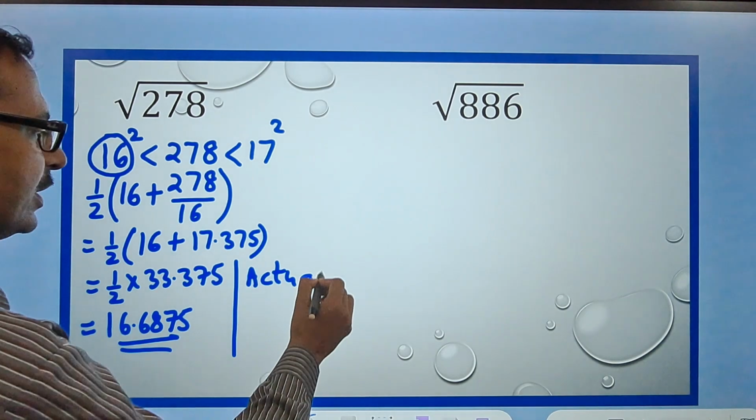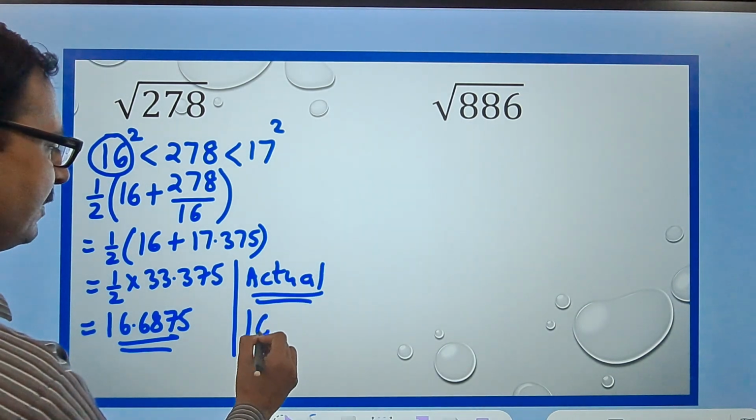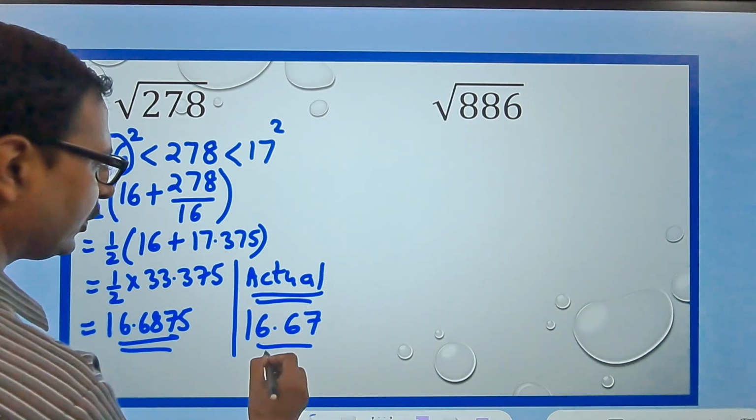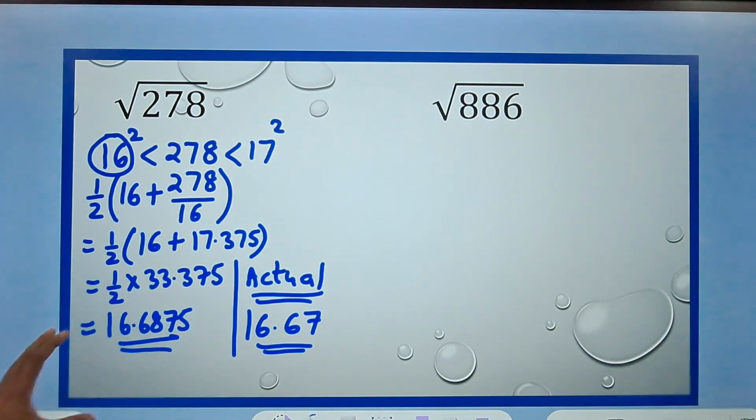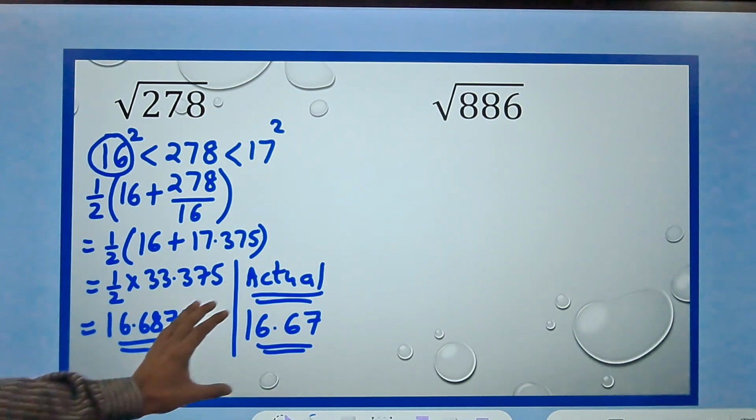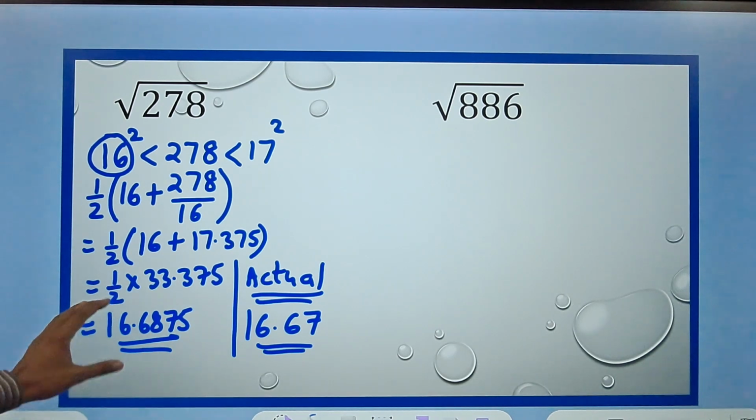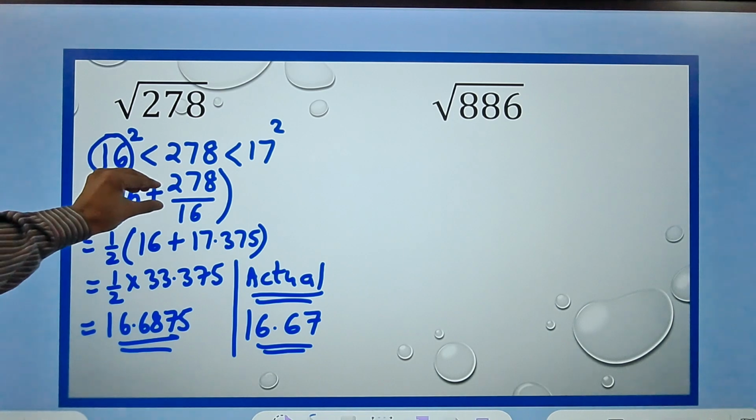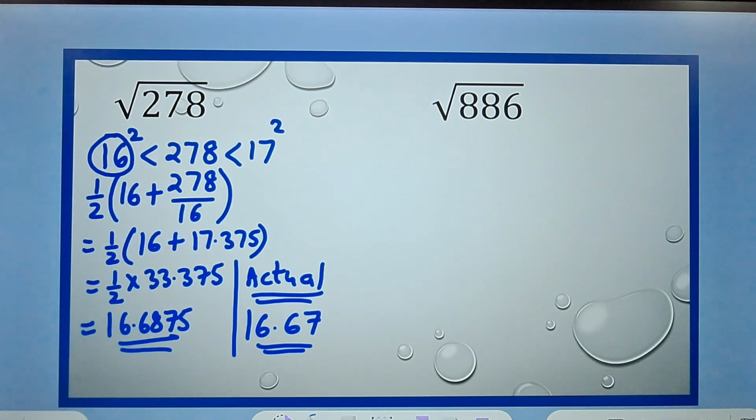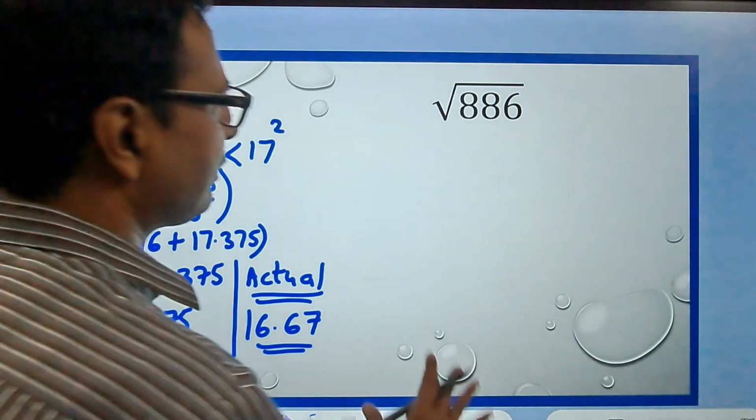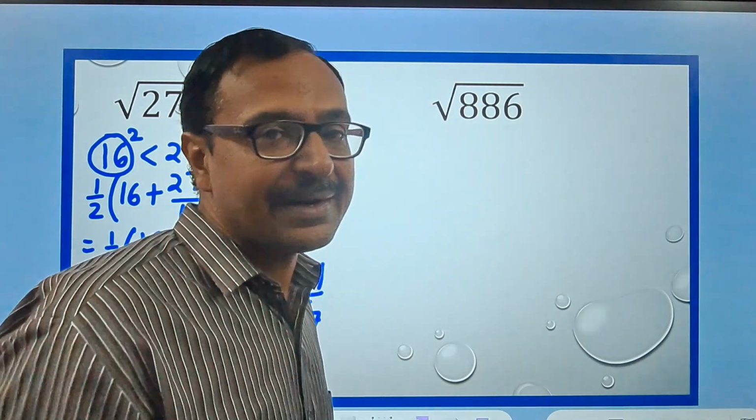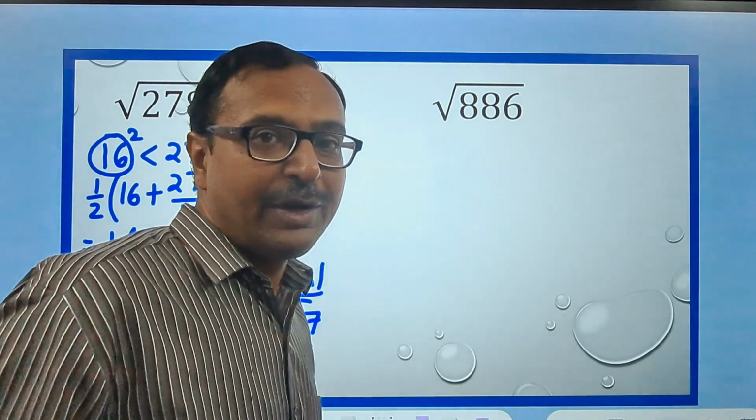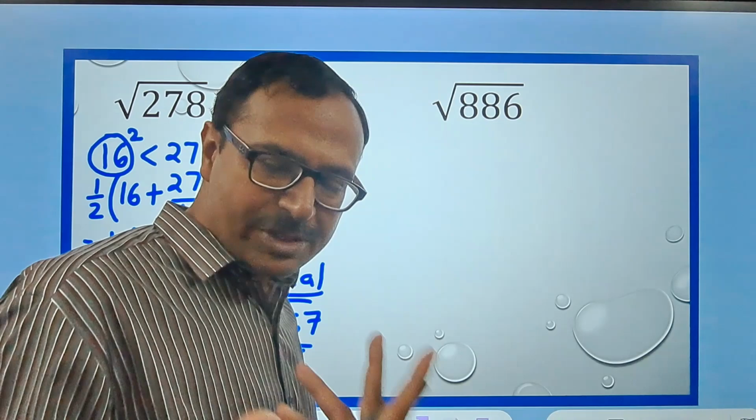of this square root, it is actually 16.67. Now look at the variation. We have a 0.01 variation between the actual answer and the answer which we have obtained through this short trick, half of a plus b upon a. See, as you practice through this method, you will find that the time you are consuming for solving these types of questions is getting lesser and lesser, and it is very helpful for finding the approximate square root.